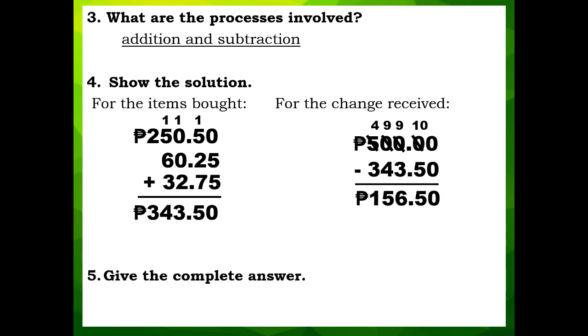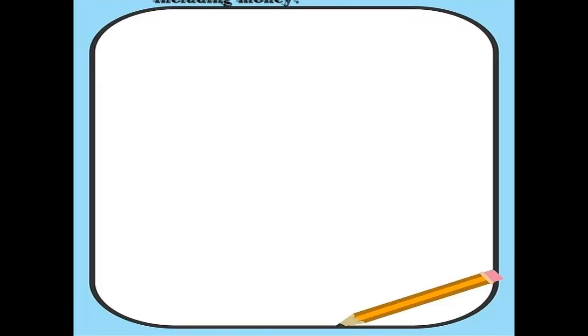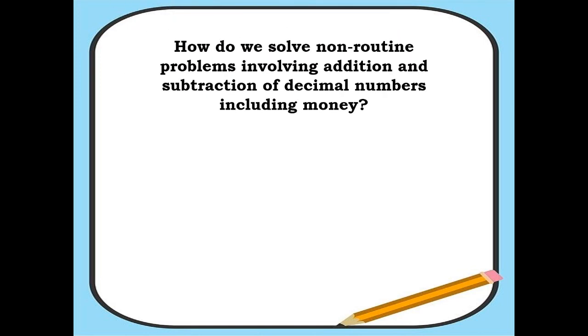Now, give the complete answer. Father received 156 pesos and 50 centavos. Very good! It seems that you understand very well our lesson for today. So, for the wrap-up, children, how do we solve non-routine problems involving addition and subtraction of decimal numbers including money?